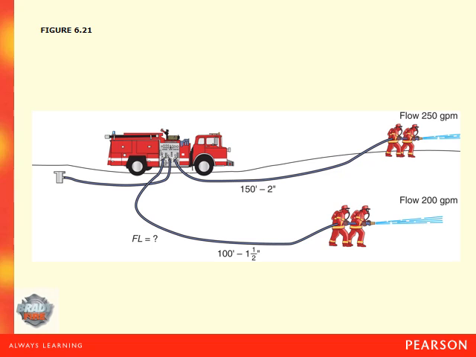So let's look at our first problem. You have one line that is flowing 250 gallons per minute out of 150 feet of 2-inch line. You have a second line that's flowing 200 gallons per minute out of 100 feet of 1.5-inch line. What is our friction loss?